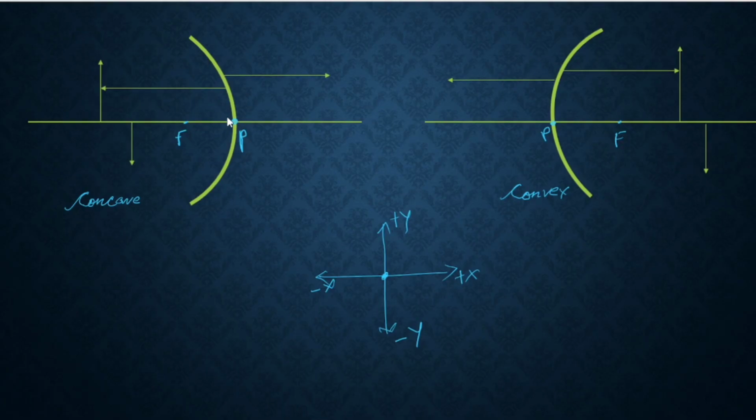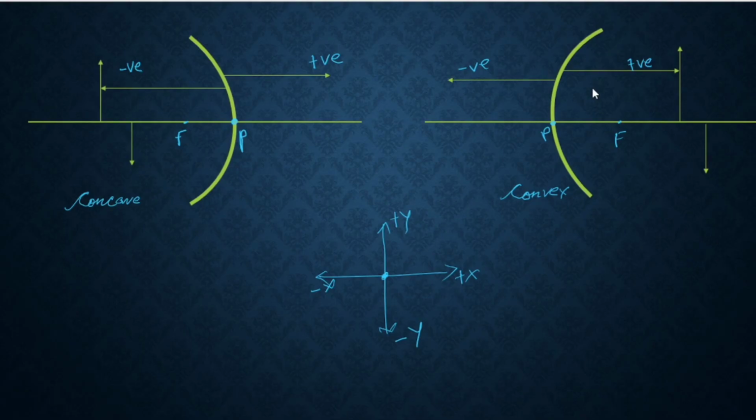अगर डिस्टेंस लेफ्ट हैंड साइड में मेजर किया जाता है then it is negative. Okay, if distance is taken from pole to the left hand side then it is negative. From pole to the right hand side then it is positive. Then in the case of convex mirrors, if the distance is taken from pole to the left hand side then it is negative, and if taken from pole to the right hand side then it is considered to be positive.